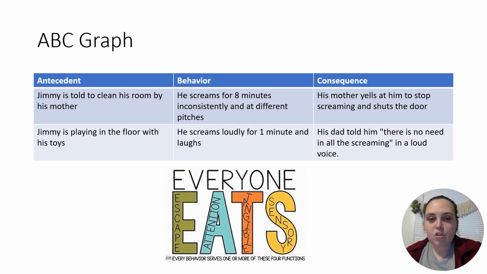Antecedent: Jimmy is told to clean his room by his mother. Behavior: he screams for 8 minutes inconsistently and at different pitches. Consequence: his mother yells at him to stop screaming and shuts the door. Okay, so it could fall under escape, it could fall under attention. All right, let's see. Jimmy is playing on the floor with his toys. He screams loudly for 1 minute and laughs. His dad told him there is no need for all the screaming in a loud voice. Personally, I would see this one as attention seeking. I wrote it as attention seeking, as in he is trying to get that reinforcement from his parents, even though it is negative reinforcement. It's not what you would typically want to hear. It is still attention seeking.